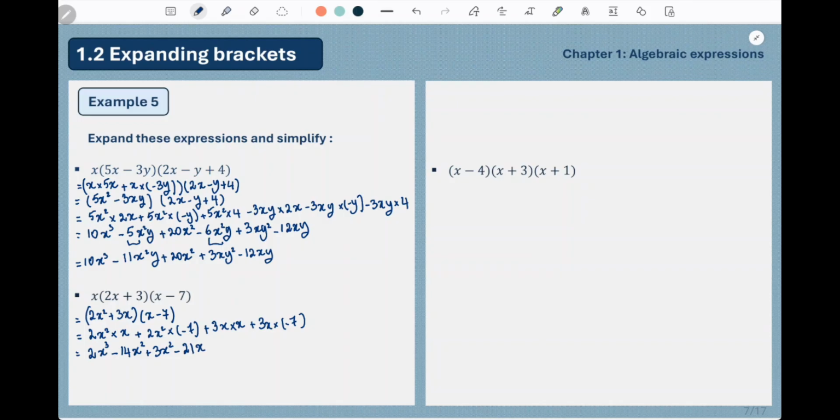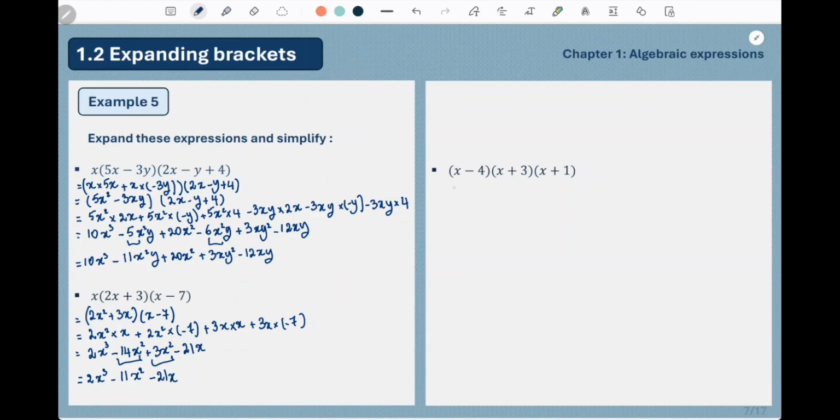Any simplification to be done? Yes, because these two share the same term, so they're going to be 2x to the power 3, and this is minus 11x squared, plus, oh no, minus 21x.